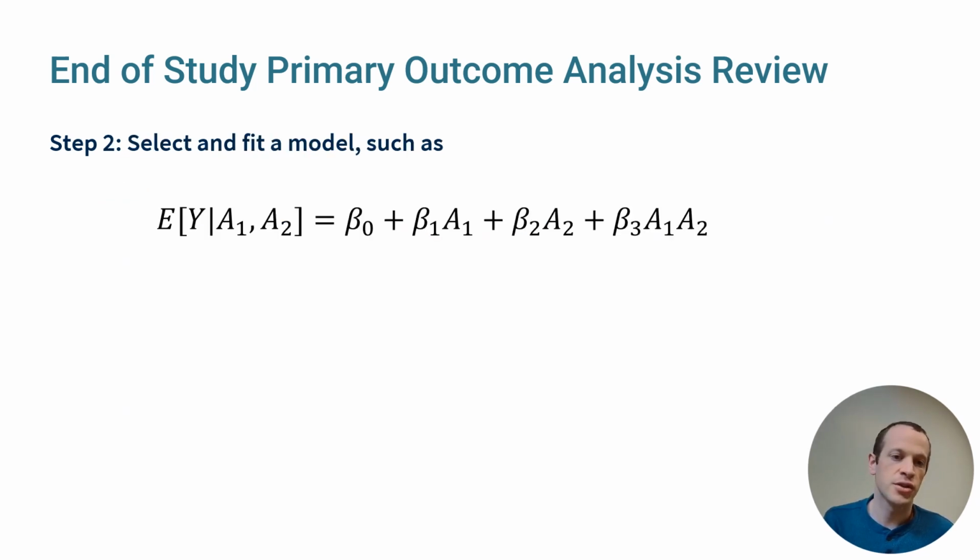Step 2 is to select and fit a model. And this is the type of model that we've already seen for standard SMARTs. We have an intercept, beta 0. We have main effects, beta 1 and beta 2, for the first and second stage interventions, respectively. And then lastly, we have the interaction term, which tells us if the effect of one intervention depends on the level of the other.